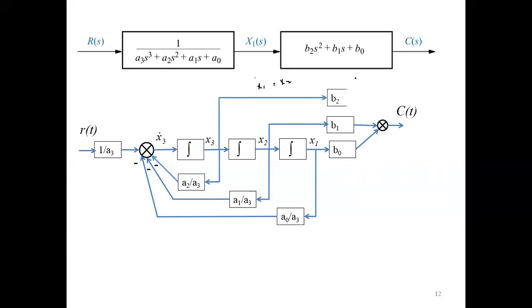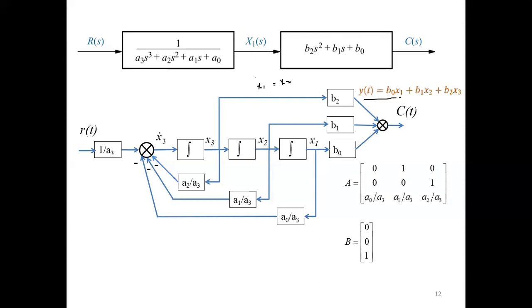Multiplying x1 with b naught, x1 is multiplied with b naught, and b1 with x2. For this we need the output equation: b naught x1, b1 x2 using gain b1, and similarly gain b2 will be multiplied with x3. All these will be summed in the summing junction and give us the output y of t. So this will be our output.